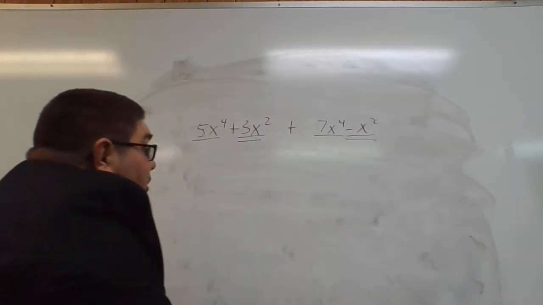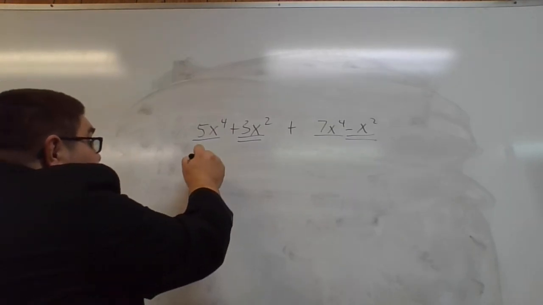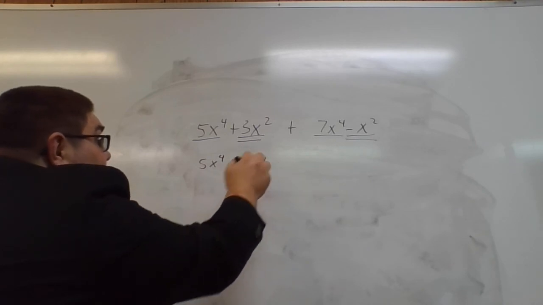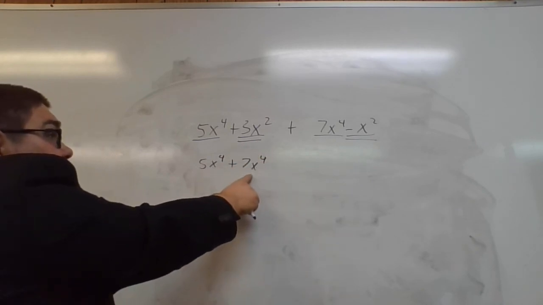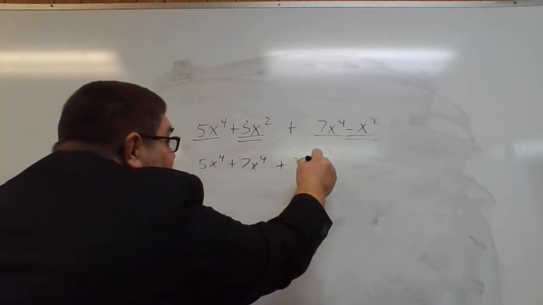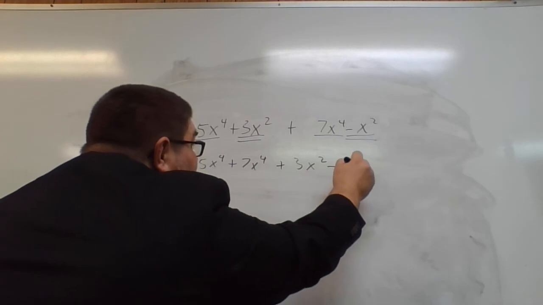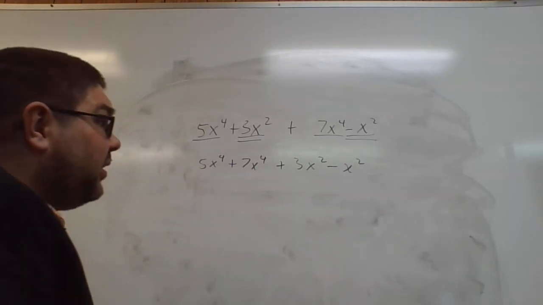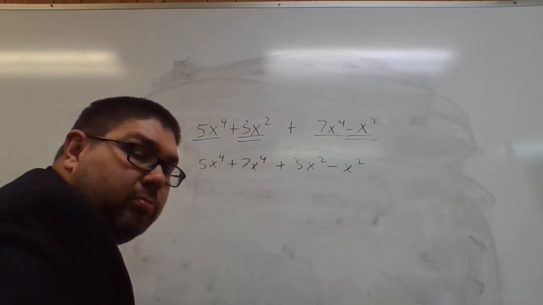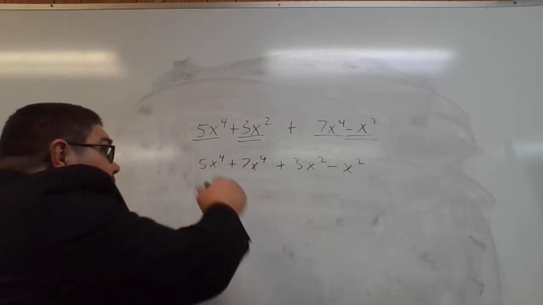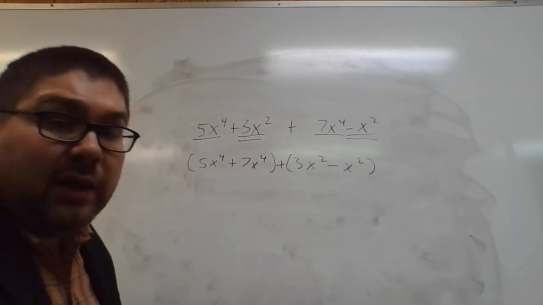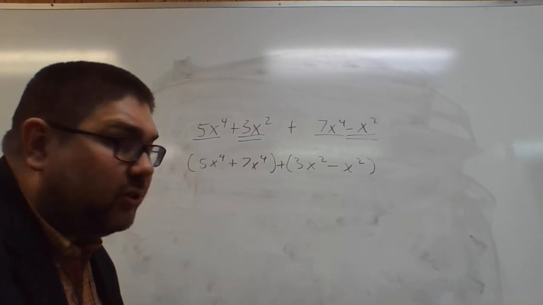So here, 5x to the fourth plus 7x to the fourth, those are like terms. I can add those together. 3x to the second, or 3x squared, minus x squared is another pair of like terms. I'm going to put the parentheses back here. You don't need to do this. I'm just doing this for visual sake.